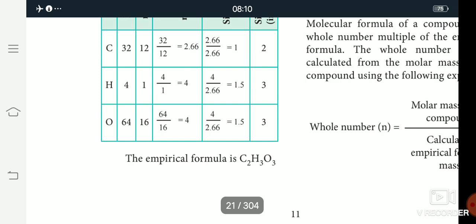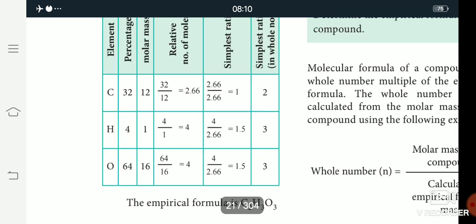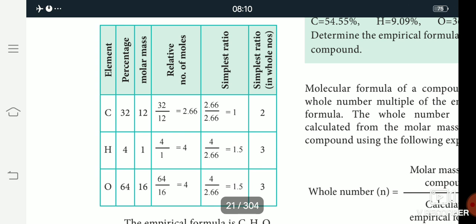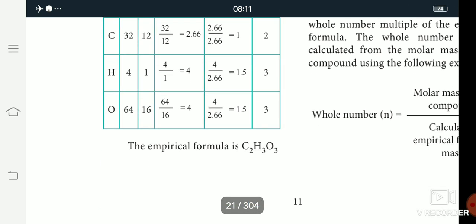Okay, children. In some questions, the percentage of each element in the compound is given. You first calculate the atomic mass, then find the value of the relative number of moles, and then find the simplest ratio. That ratio is converted into a whole number. So the answer, the empirical formula, is C2H3O3.